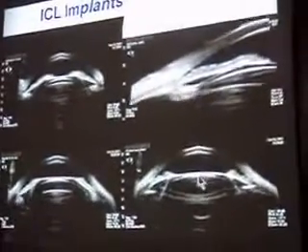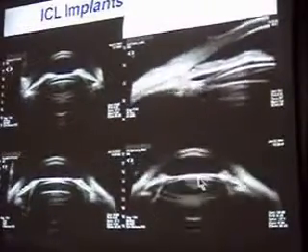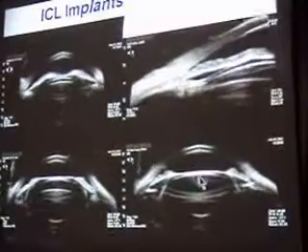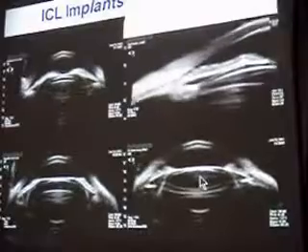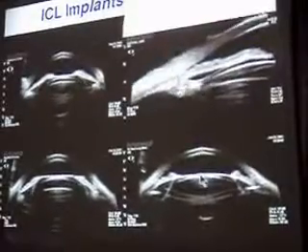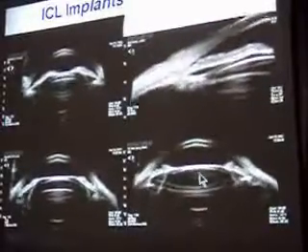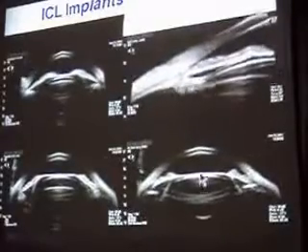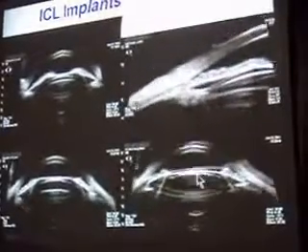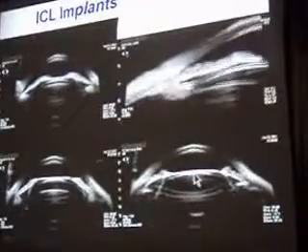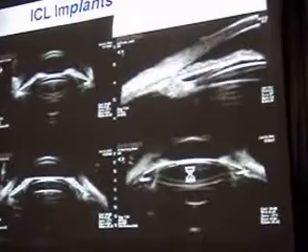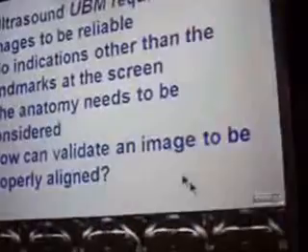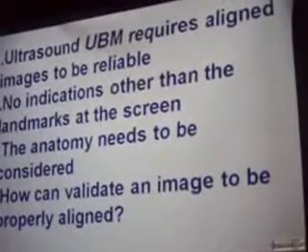Finally, up at the right, you can see the detail of the lens coming to the sulcus area and how it interacts with the anatomy over there. You see the haptics and how it is leaning on the ciliary body. This is a very nice one, and it looks pretty nice how the lens is creating its own space inside the eye.